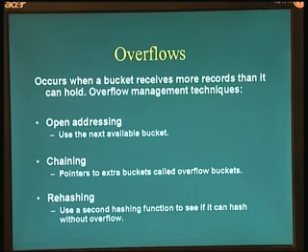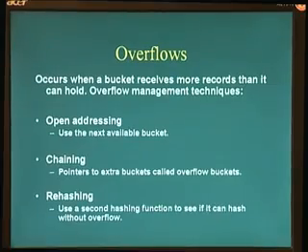The first one is what is called open addressing. Open addressing simply says that if this bucket is full, just use the next available bucket which has some space in it. So, once a hashing function hashes onto a particular bucket and then we find that it is full, we start a sequential scan or a linear scan of the bucket space for the next available bucket in which we can store the record.